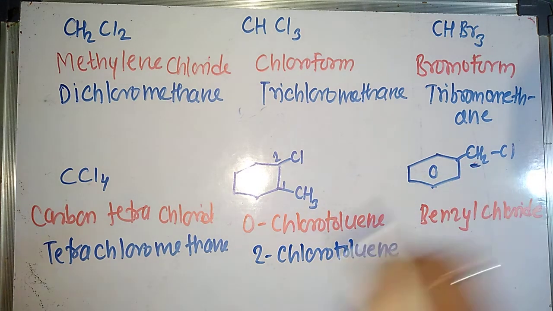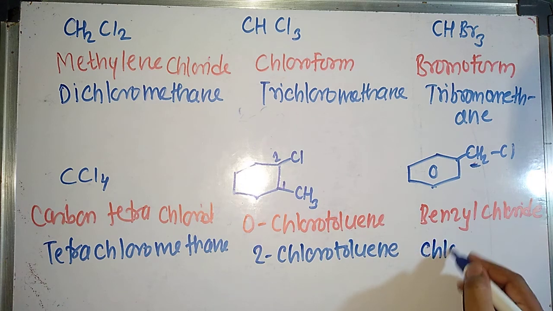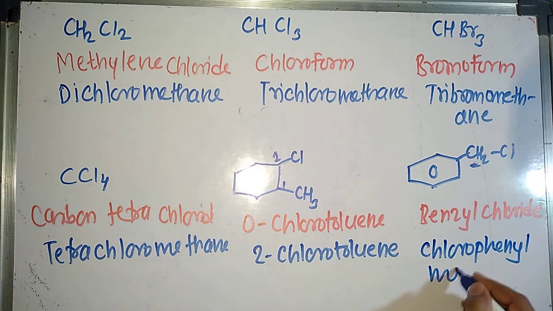Now this is the parent chain here. It is attached to phenyl and chloro. So I will write alphabetically chloro, then phenyl. The 1-carbon alkane is methane, so the name will become chlorophenylmethane. So that's all about the IUPAC names of the halogen derivatives of alkanes and arenes.